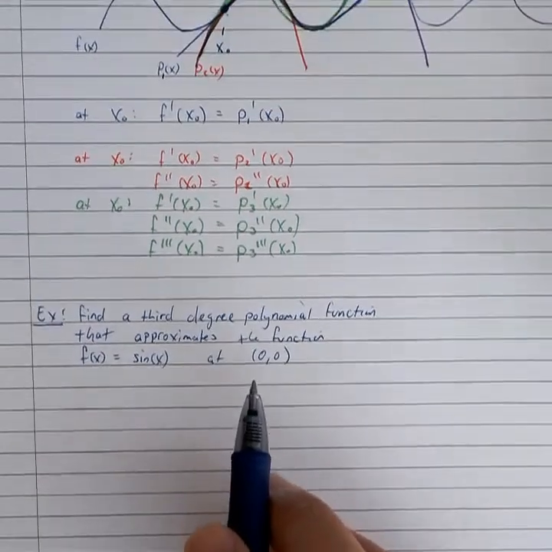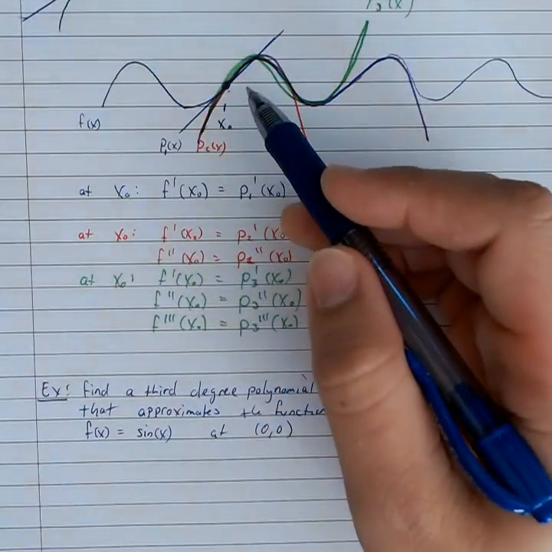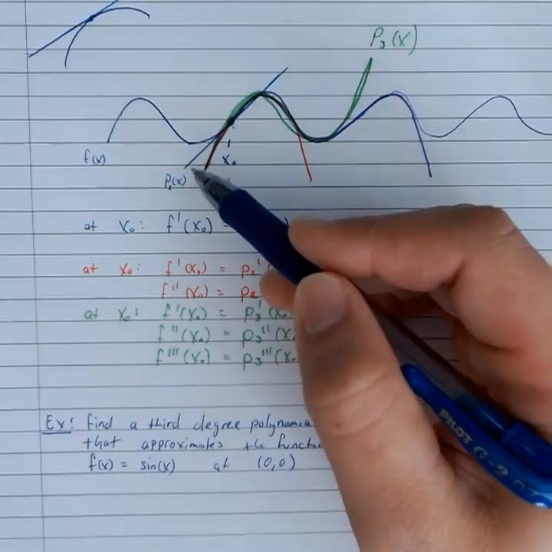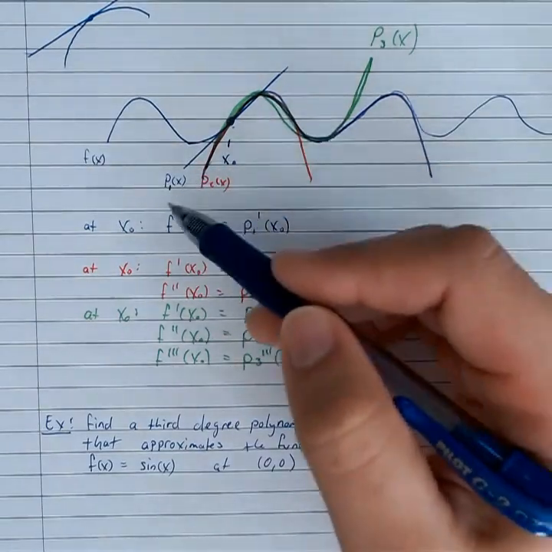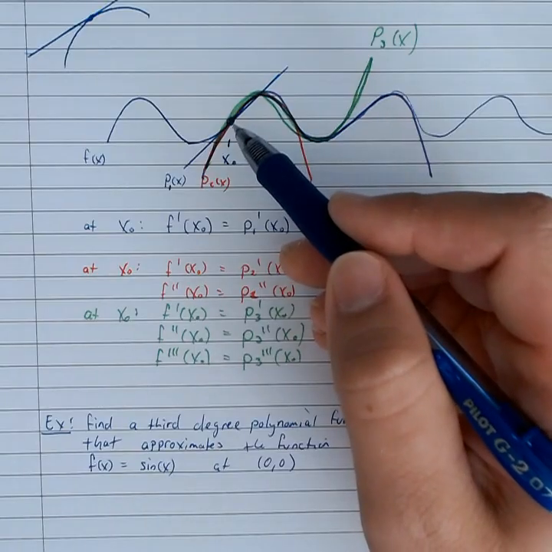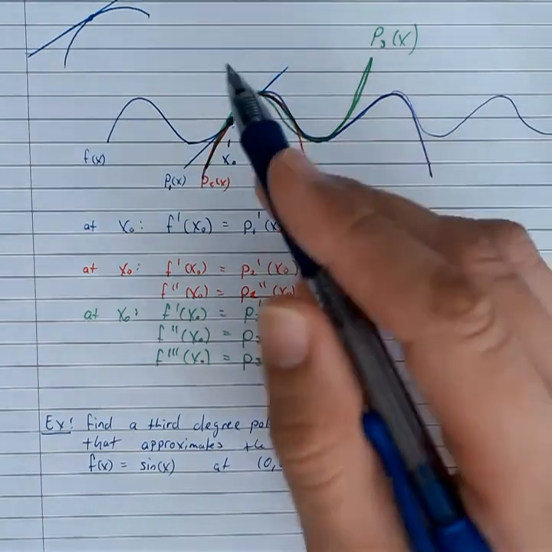Okay, so now I'm going to start off with a 0 degree polynomial. So what's a 0 degree polynomial? That's a point. Because after all, if this polynomial function that I'm going to make is going to approximate my curve at that point, well, then it better cross at that point. Otherwise, it's a terrible approximation.